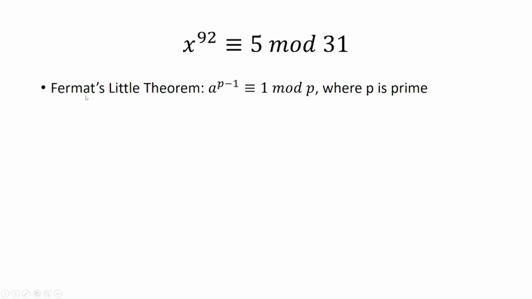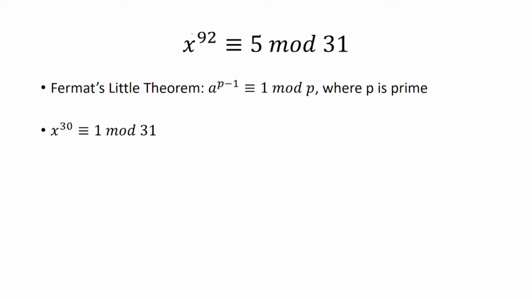Let's recall Fermat's little theorem says that a to the p minus 1 is congruent to 1 mod p, where p is a prime number. In this case, p is going to be 31, and p minus 1 becomes 30. a is going to be x. So we have x to the 30th is congruent to 1 mod 31.